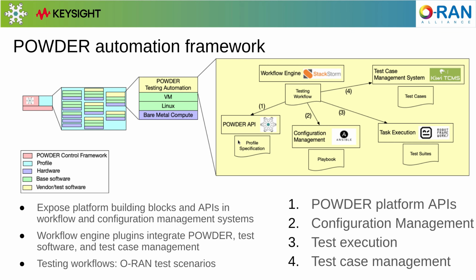This slide provides a brief overview of Powder's automation framework. The environment is itself packaged as a Powder building block that can be instantiated on demand to provide a per-user isolated environment for running tests and collecting outputs. At a high level, the framework exposes Powder building blocks and APIs in workflow and configuration management systems. It's based on well-known COTS tools, including the StackStorm workflow engine, Ansible configuration management, and the Kiwi test case management system that can collect test outputs.